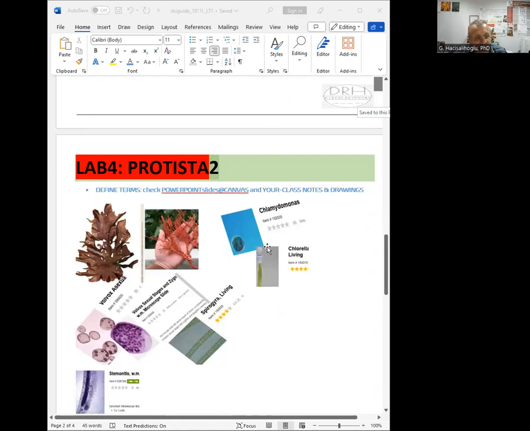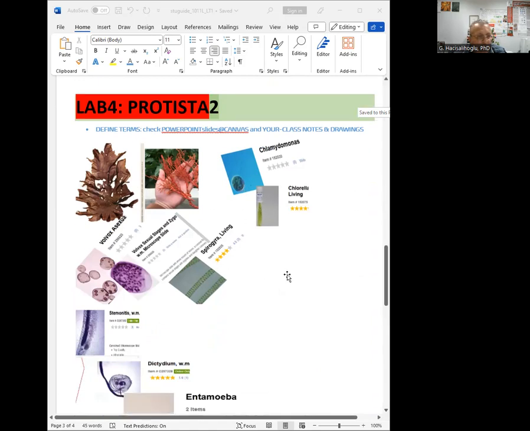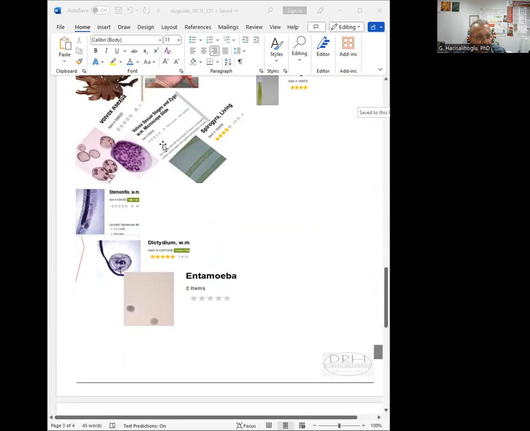And so the rest of the supergroups are here in lab 4, which is basically red algae, and you can see here brown algae and the green algae. So all these groups are here. So make sure to go over that.